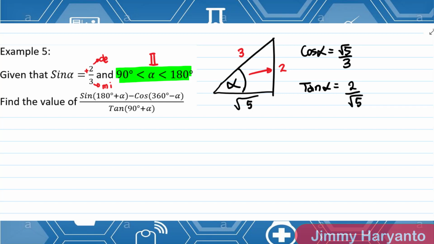Now it's the sign. Take a look at the quadrant. It says quadrant 2, so the cos will be negative and the tan will be negative. Cos alpha equals negative, tan alpha equals negative.